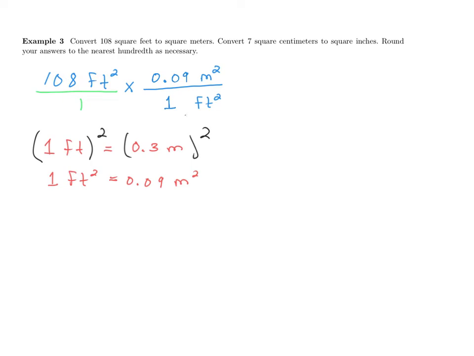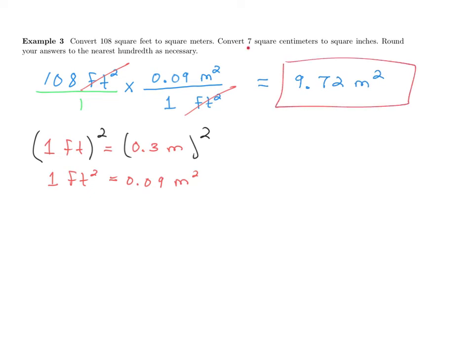From here, we can cancel the square feet. The denominator is 1 times 1, which we don't need to write anymore. We are left with 108 times 0.09 and the units that we want, which is square meters. So 108 times 0.09 is 9.72, and this is meters squared.